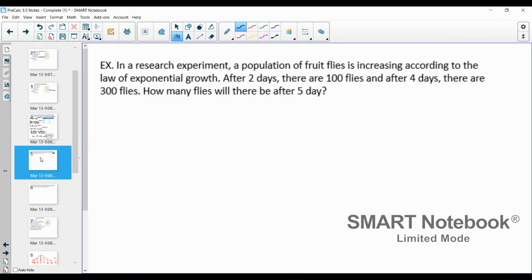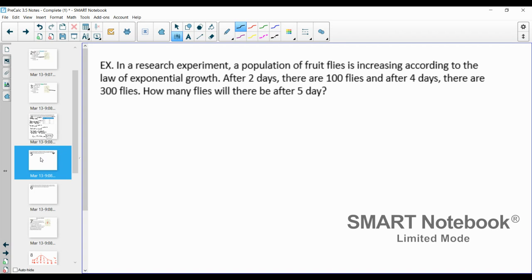In a research experiment, a population of fruit flies is increasing according to the law of exponential growth. So that is y equals a times e raised to the bx. After 2 days, there is 100 flies. After 4 days, there is 300 flies. How many flies will there be after 5 days?